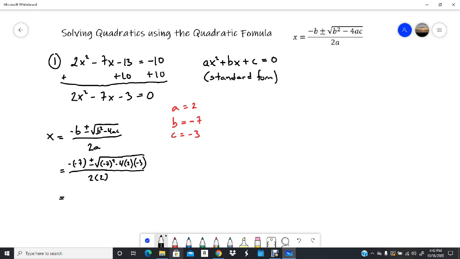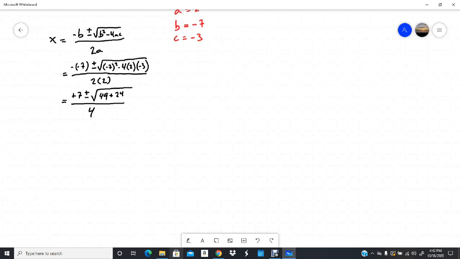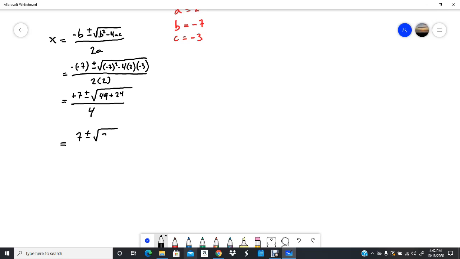Negative 7 would be a positive 7, plus or minus the square root. Negative 7 squared is 49, plus 4 times 2 is 8, 8 times 13 is 104, over 4. And this would be 7 plus or minus the square root of 73, over 4.